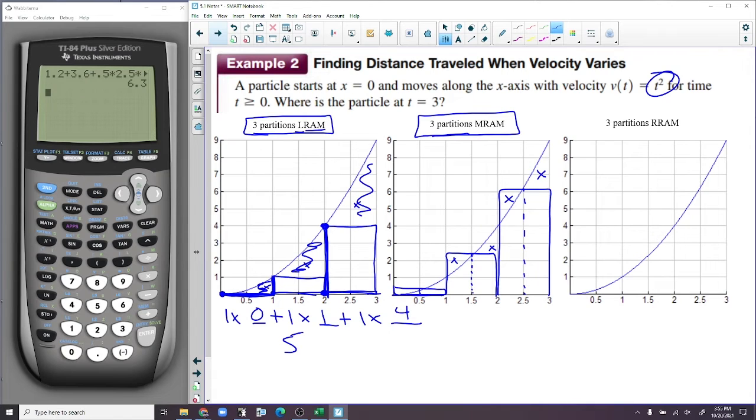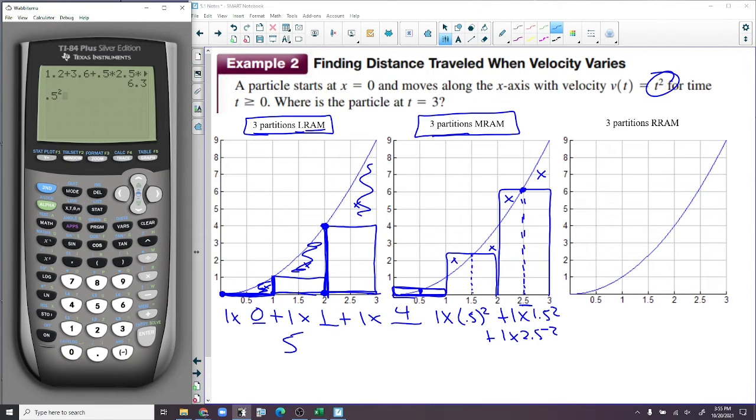But anyway, we have a 1 by 0.5 squared. That's this rectangle right here, and the midpoints are following the curve. Plus a 1 by 1.5 squared plus a 1 by 2.5 squared, because we're trying to find that function value up there. That's going to be the height of that rectangle. So 0.5 squared plus 1.5 squared plus 2.5 squared. So 8.75 is the estimate on that one.